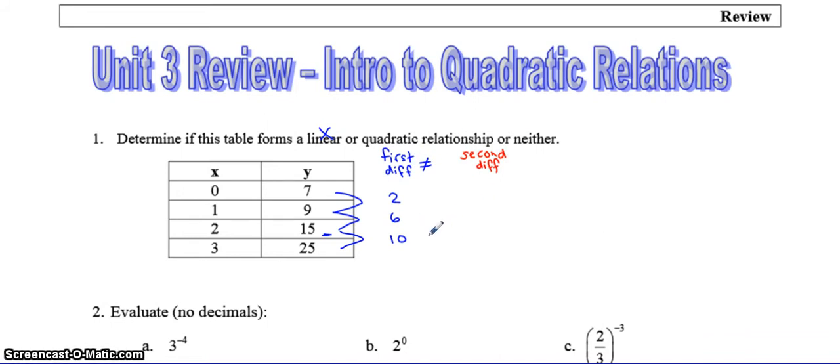So again, start at the bottom. 10 minus 6 is 4. 6 minus 2 is 4. And now, because the second differences are equal, that means that it is a quadratic relationship.